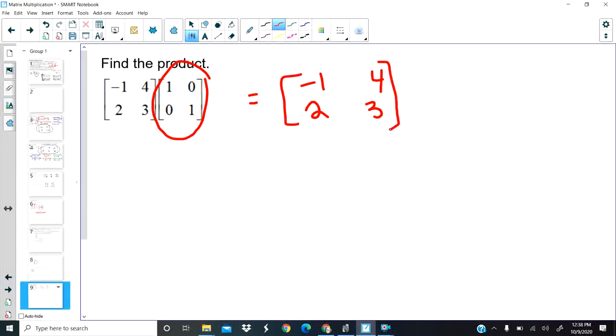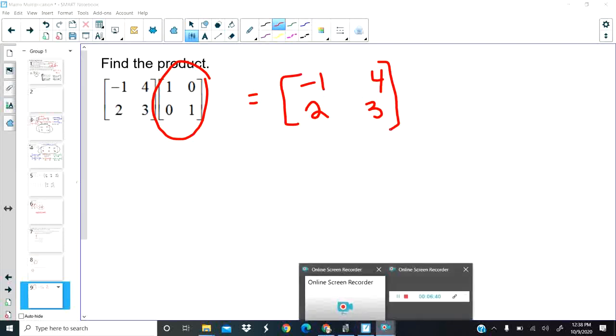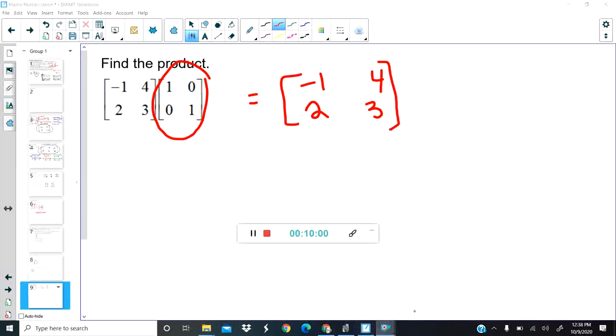So I know this was a long video, and I know matrix multiplication is a really long process, but I do appreciate you hanging on and watching this and trying to figure it out. So just let me know if you have any other questions about how to work out any of the problems, and please try the practice that I've posted as well. And that is really all for matrix multiplication.